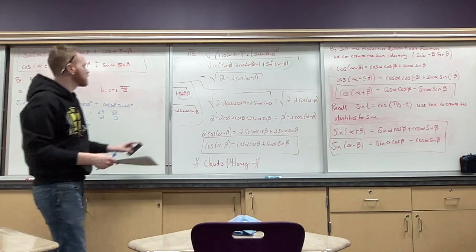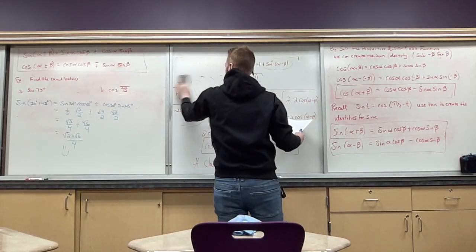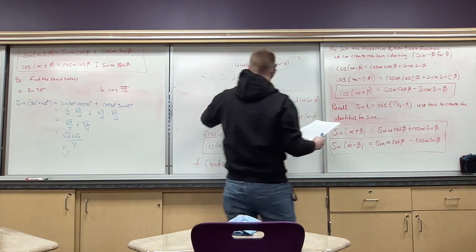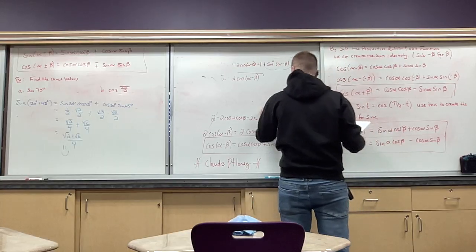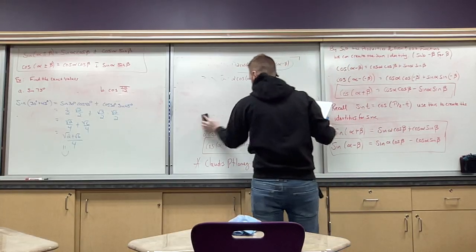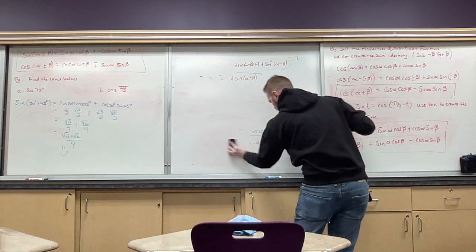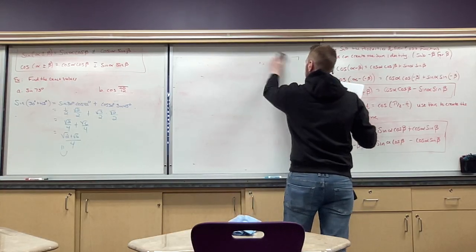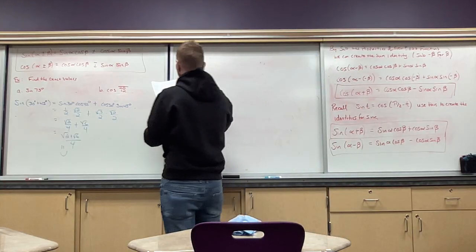I am out of space for part B, so we're going to put it over here. Same principle, except now I've got radians. But that doesn't change. I'm still going to find two radian measures that add to give me 7 pi over 12. Okay, so we're going to do this one next.